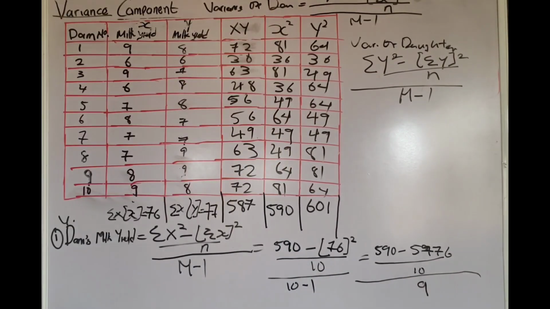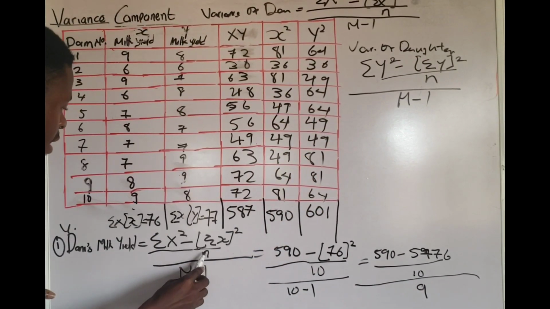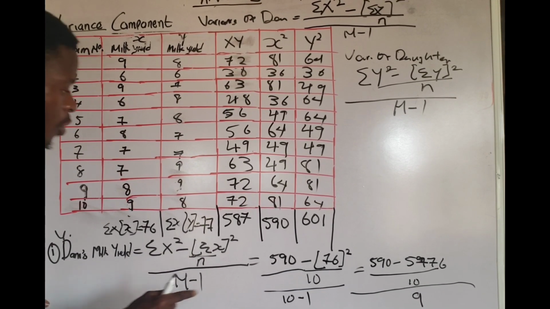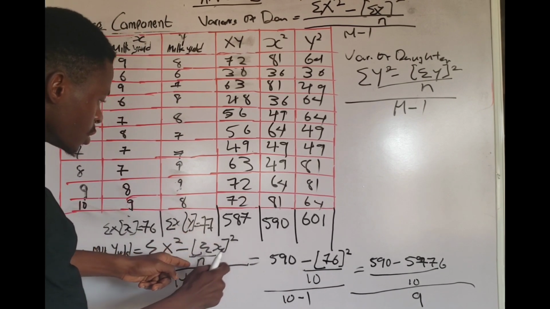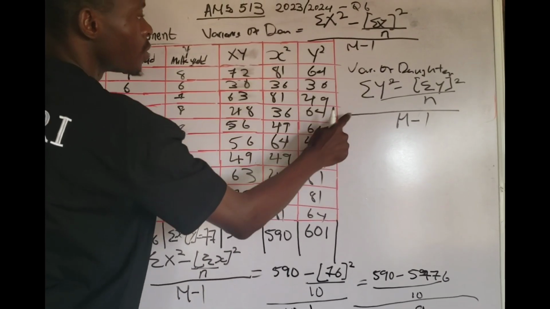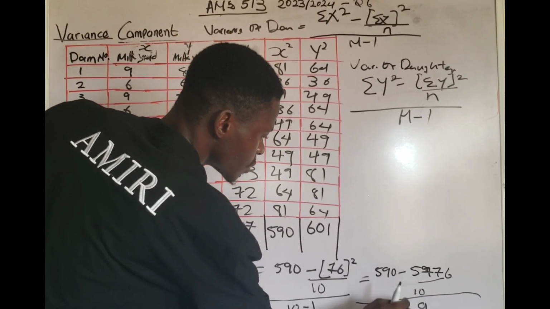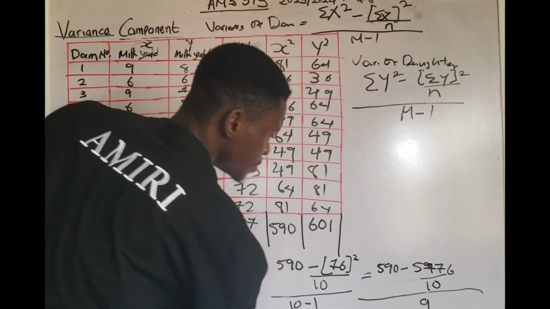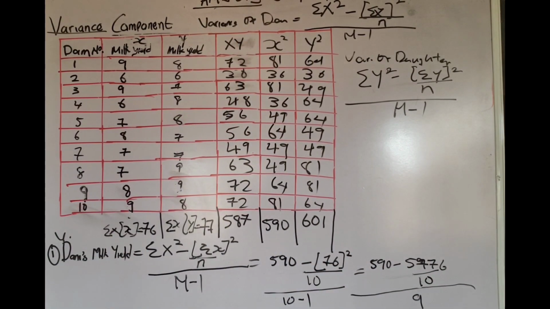Please note, do not make this mistake. This n belongs to this summation X squared. So make sure you don't make this mistake in the exam hall. The division sign, the division of that n belongs to summation X squared. Exactly. So do not make mistakes in the exam hall. That's how we arrive at this. So what you are telling us is that the n, which is 10, is only dividing summation X squared. Exactly. Not the general 590 minus. Okay, sir.